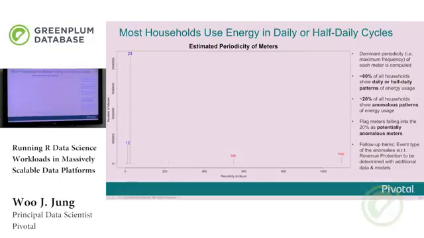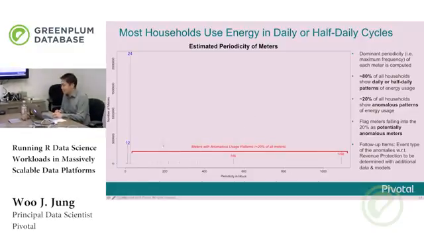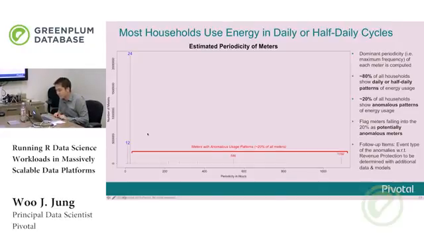And so that's great, because this tells us what is normal, right? And so every meter that falls outside of this normal range can then be flagged as potentially anomalous meters, right? Which are about 20% of all the meters that were found in this analysis, right?